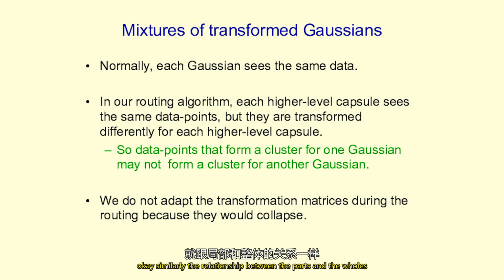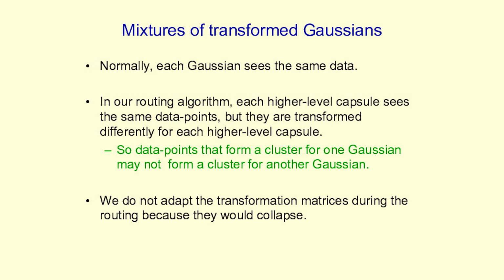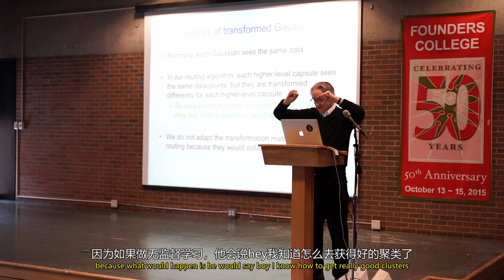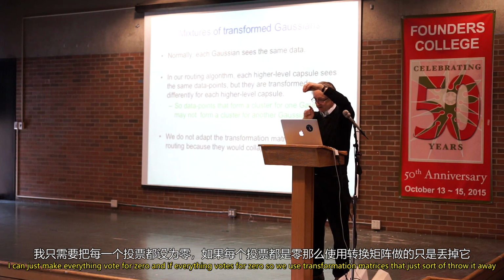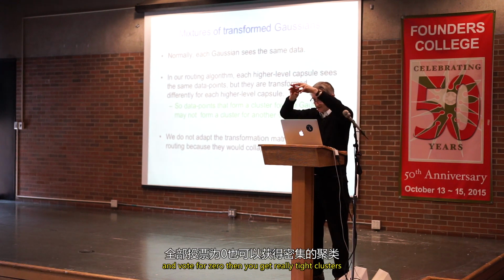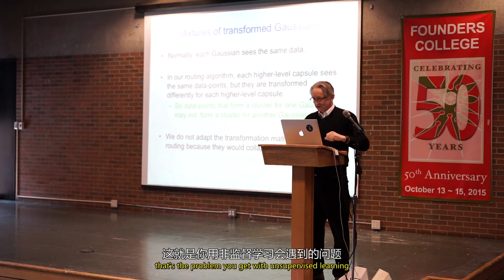Similarly, the relationship between the parts and the wholes, we're doing discriminative learning for that. If we did unsupervised learning in this version of capsules, it wouldn't work, because what would happen is, it would say, boy, I know how to get really good clusters. I can just make everything vote for 0. And if everything votes for 0, so we use transformation matrices that just sort of throw it away and vote for 0, then you get really tight clusters, but you wouldn't really explain anything. It'll cause collapse. And that's the problem you get with unsupervised learning.